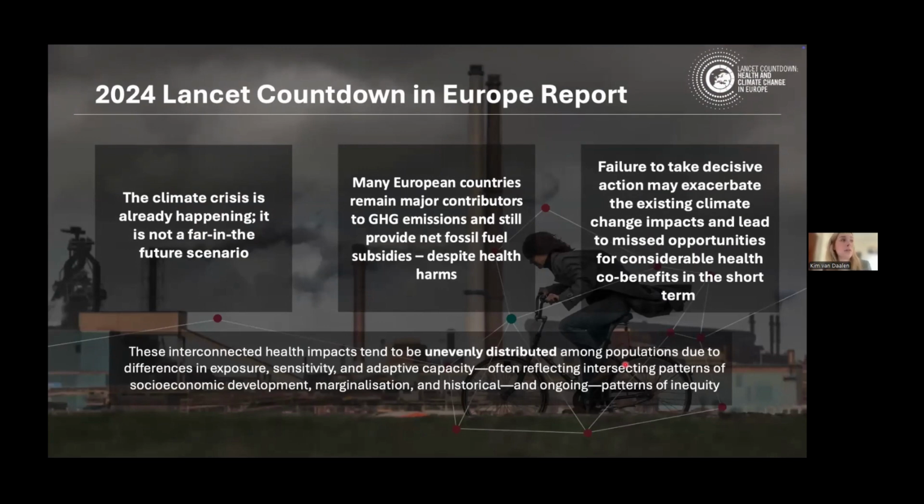Is it not a far in the future scenario? Many European countries remain major contributors to greenhouse gas emissions, and a lot of them still provide net fossil fuel subsidies despite the health harms.